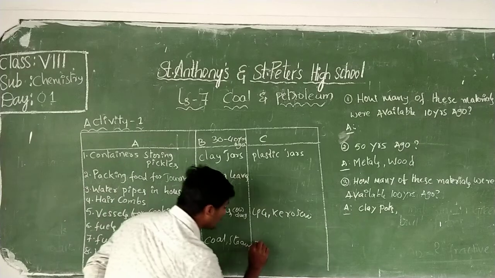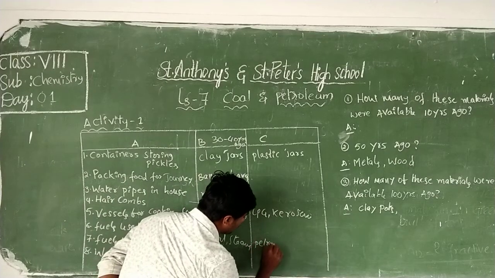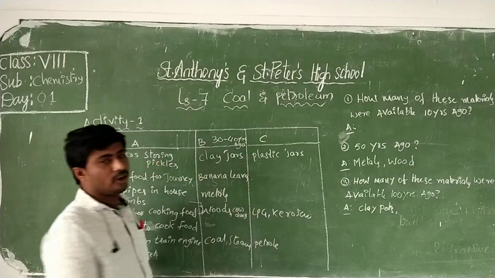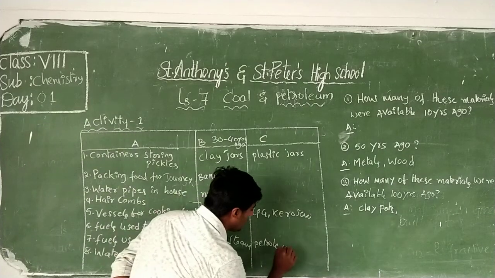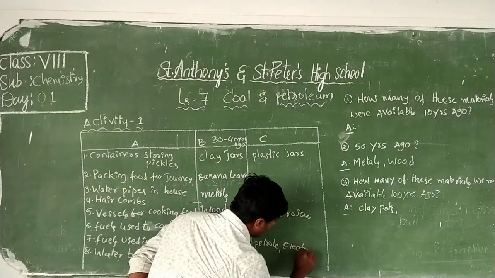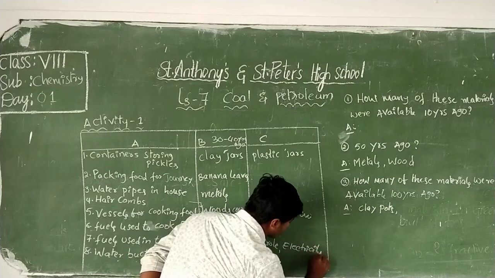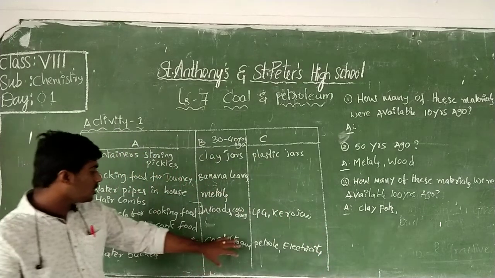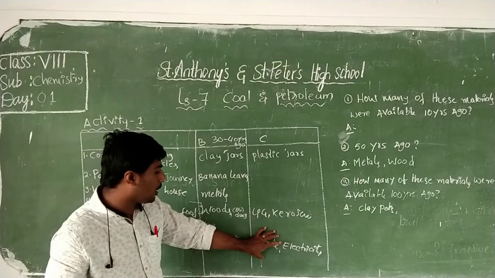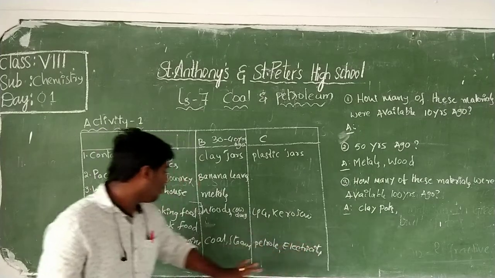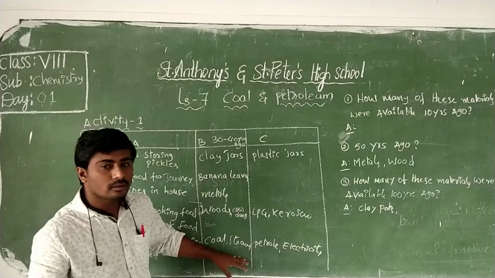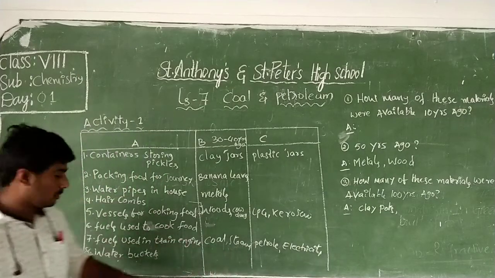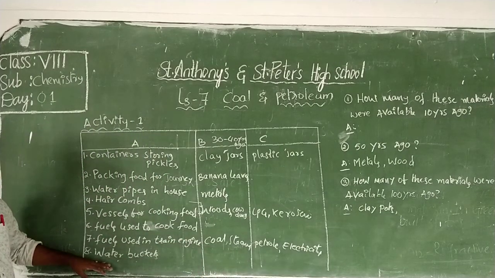Nowadays, what are we using? We use petroleum products, that may be diesel, petrol, and the other one is electric current, nothing but electricity. So nowadays we use petroleum products, petrol, diesel, and electricity. In the olden days they used coal and steam.